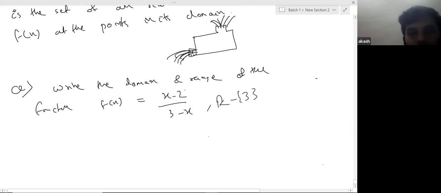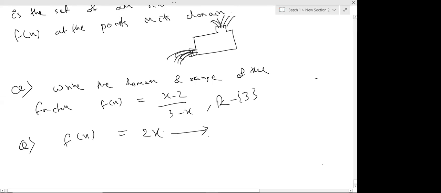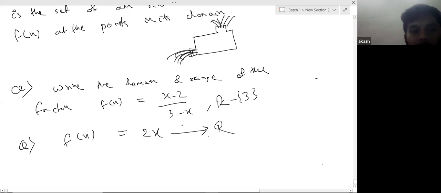Okay, before finding the range of this function, I'll explain how to find the range of a simpler function. Start with a simpler function. f of x equals, suppose, 2x. What is the domain here? The real numbers. Yes, all the real numbers.